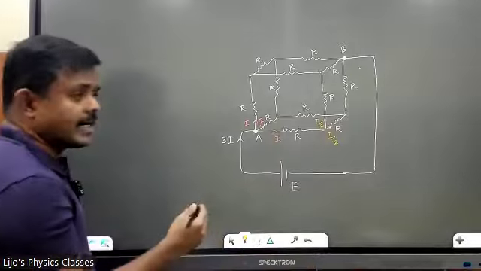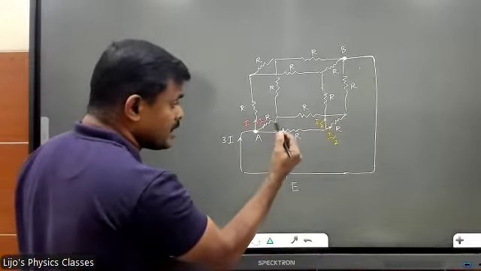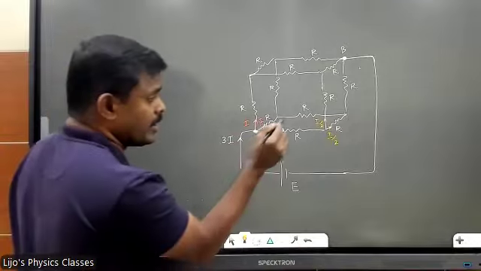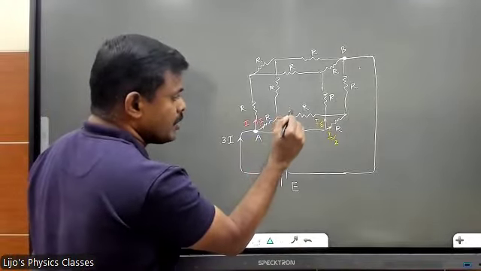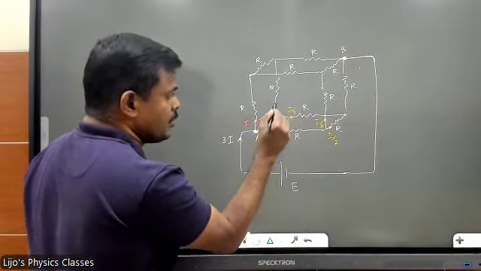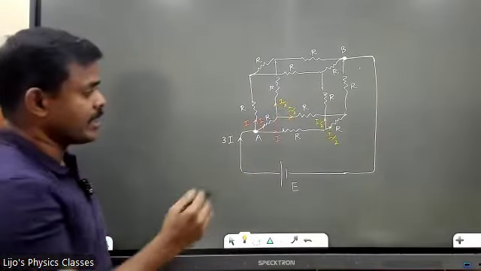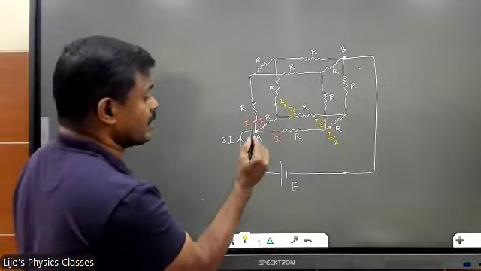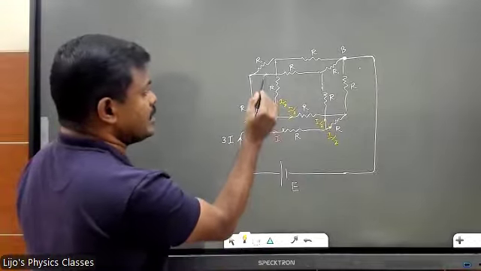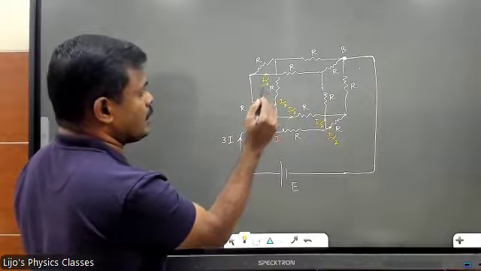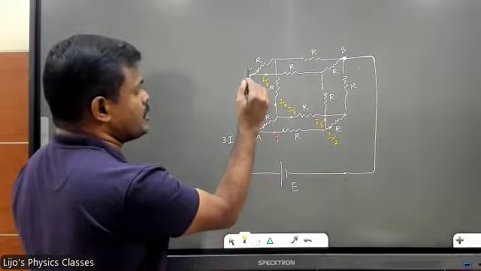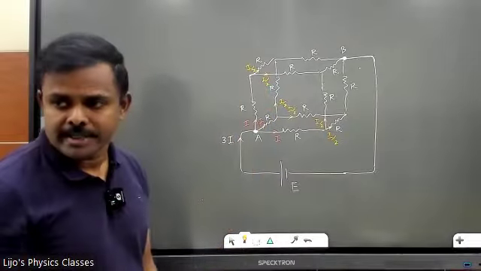Let us follow the other current. This current I reaches this junction and splits the same way, I by 2, I by 2. Let's look at the third current, I. It reaches here, and this current will be I by 2 and this current will be I by 2. Am I correct?